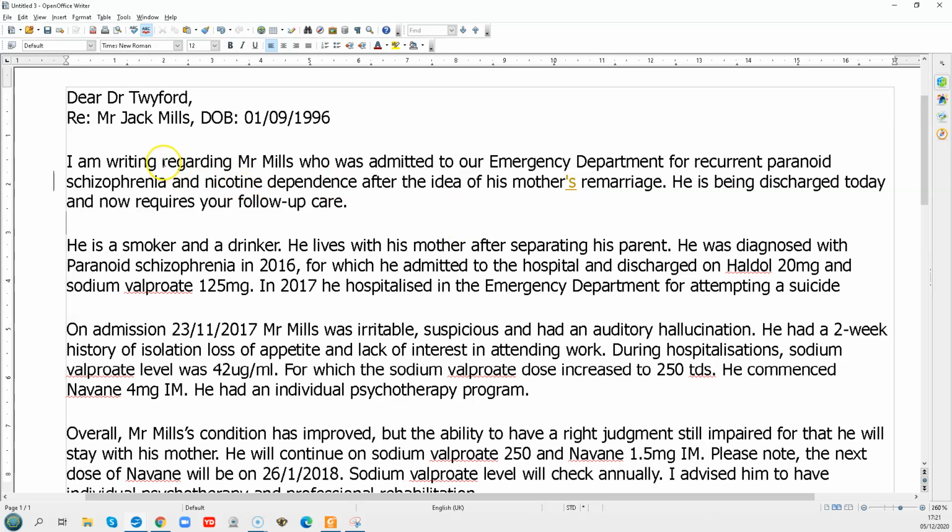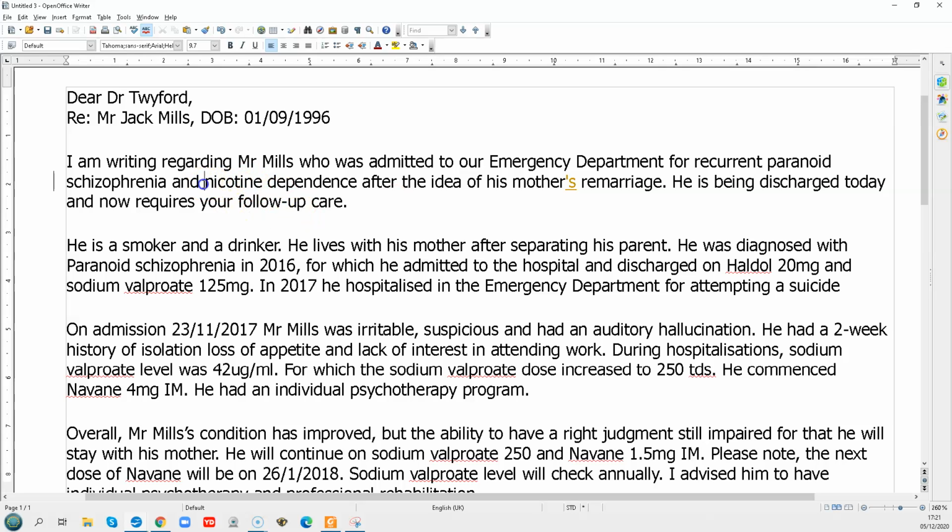So I'm writing to request your follow-up care of Mr. Mills, who is being discharged today after hospitalization for recurrent paranoid schizophrenia. That would do. That would be it. Okay? I'm writing to request your follow-up care of Mr. Mills, who is being discharged after hospitalization for recurrent paranoid schizophrenia.